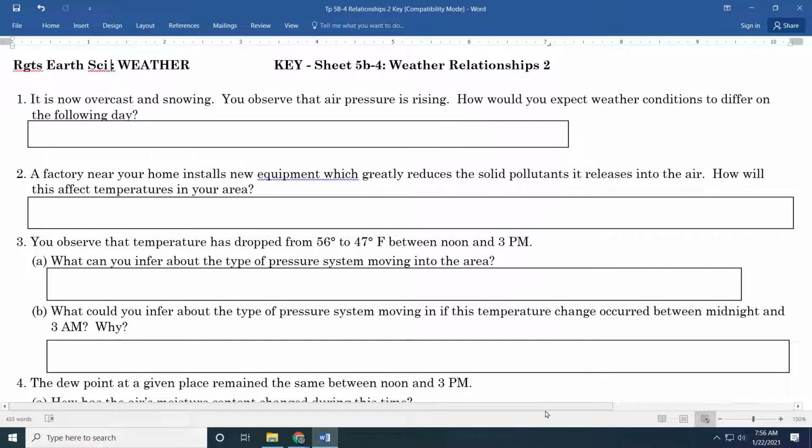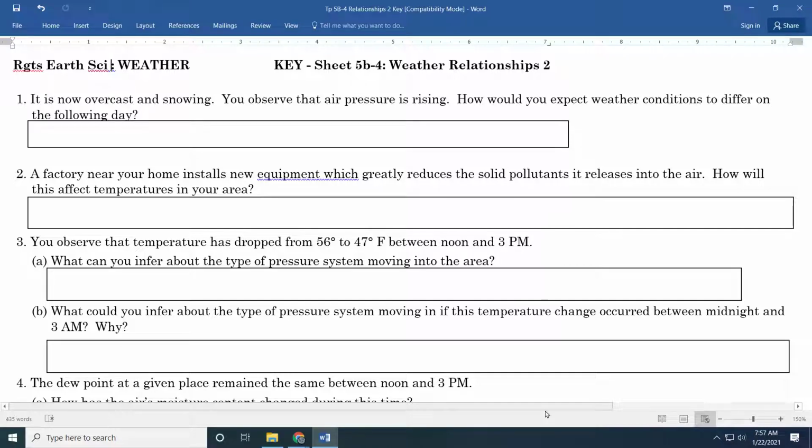All right, so conditions. It's now overcast and snowing. You observe that the air pressure is rising. How would you expect weather conditions to differ on the following day? All right, so the main clue we have here is what's going on. And so overcast and snowing, that tells us that there's saturated air. That's what makes it cloudy and makes it snowing. And air pressure rising. Now you have to think what type of air has higher pressure.